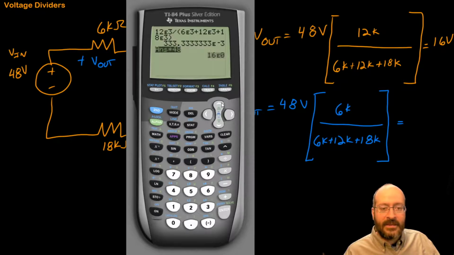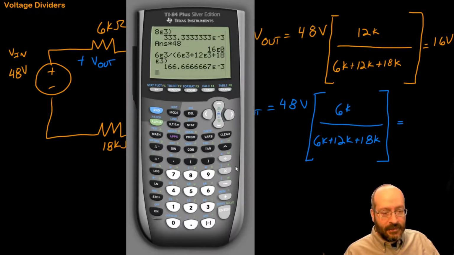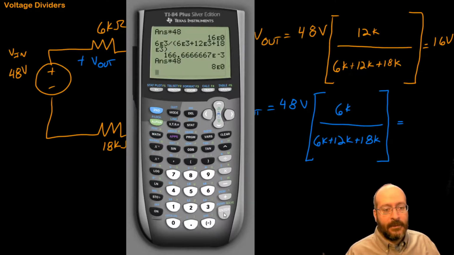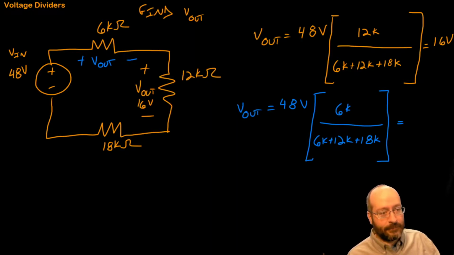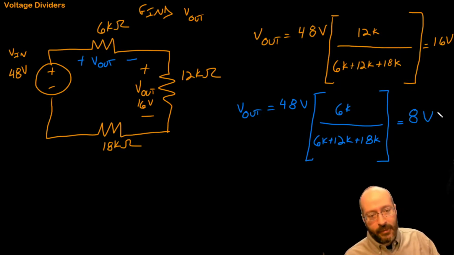Is this the fancy one? Oh yeah, look at that. This is going to get you in trouble when we do complex numbers later, but we can just move up, grab our entry, and change it so that it's 6K in the numerator. And that's going to give us 1/6 of 48, and that's going to be 8 volts. Okay, so we can come back over here and say that that's 8 volts.